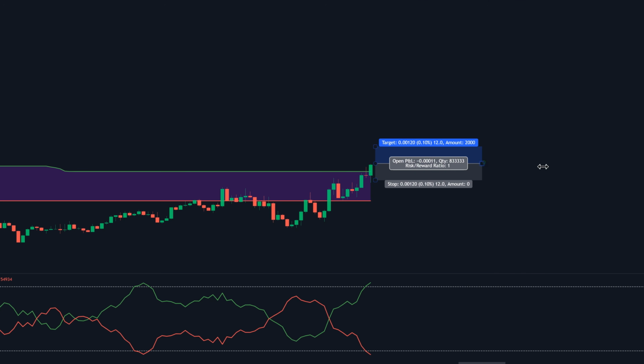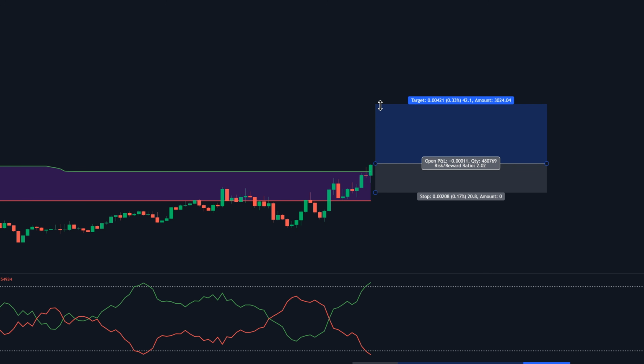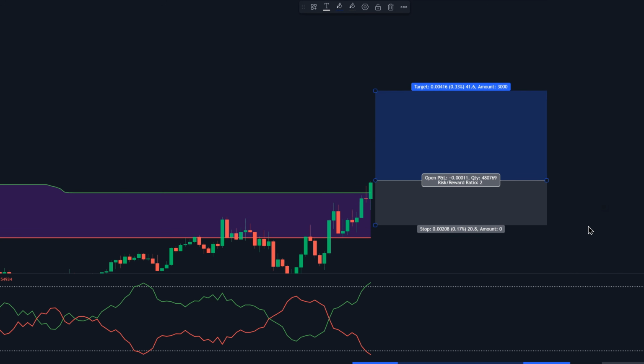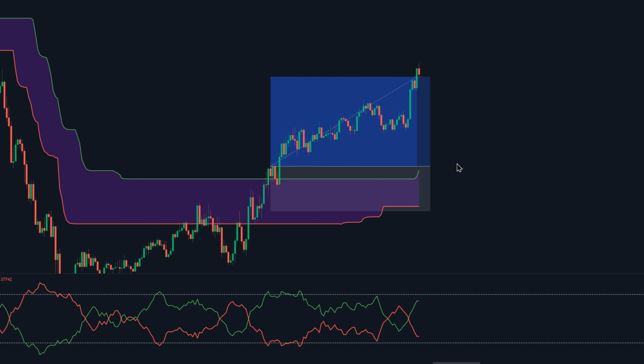We're gonna set the stop loss somewhere inside the trend cloud. For the take profit, we're gonna go with 2 times the risk, letting the trade run. And as you can see, it hits take profit.